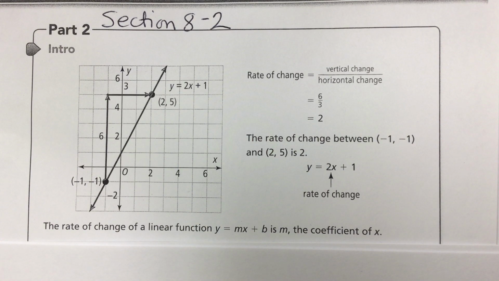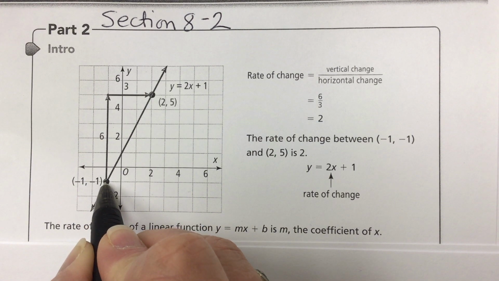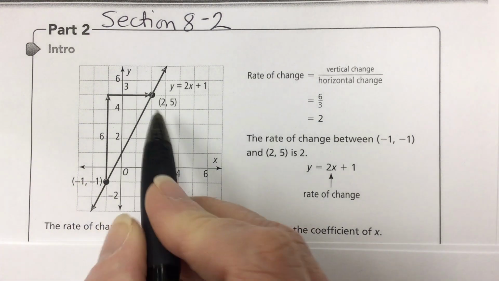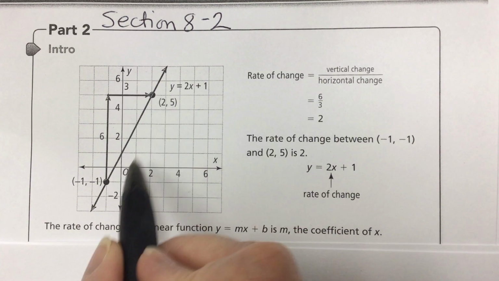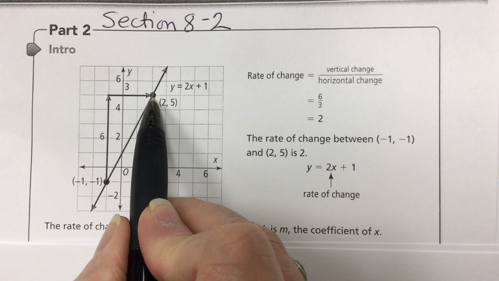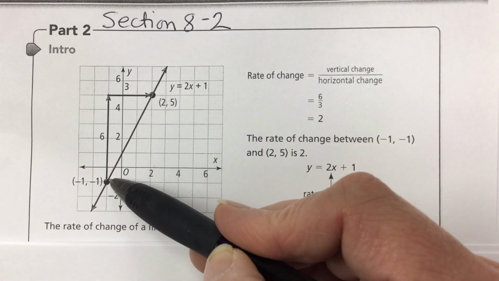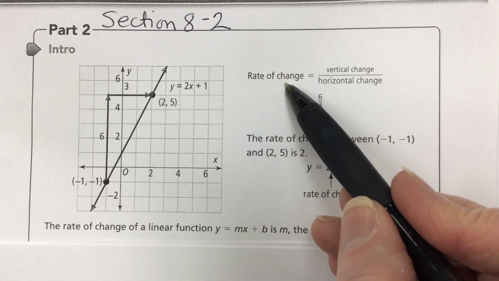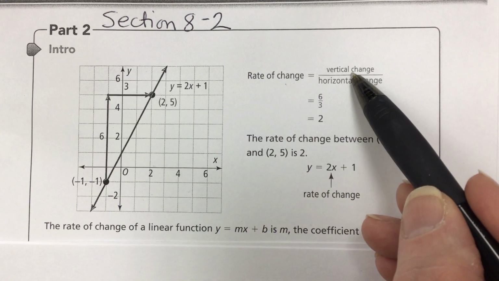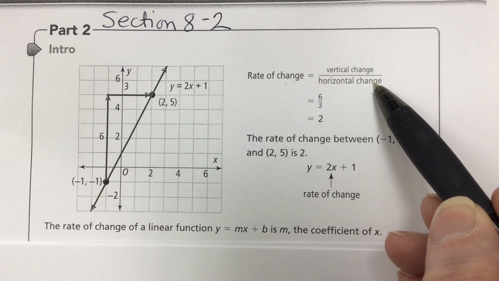Here we have a graph of a line that has the point (-1, -1). There's this point, and it has the point (2, 5): to the right 2, up 5. We see that a line has been drawn passing through these 2 points. Remember, rate of change is described as vertical change divided by horizontal change.